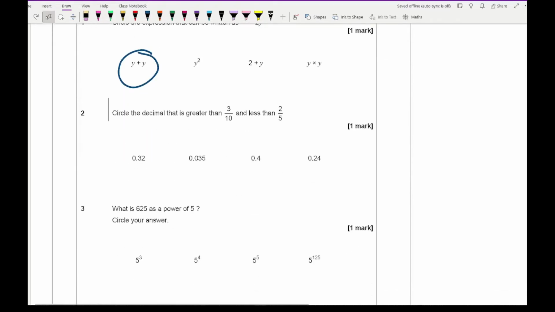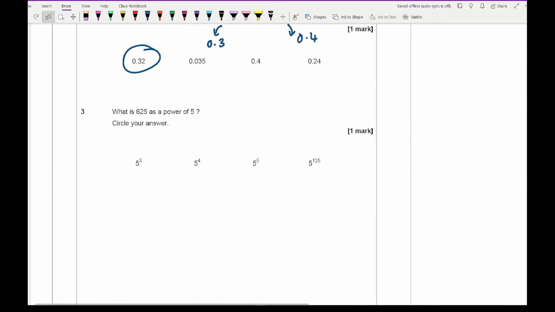Question 2, it says circle the decimal that is greater than 3/10 and less than 2/5. Well, for this question, what makes it easier is if you convert those two fractions into their decimal equivalent, and we get a decimal number that's between 0.3 and 0.4, which again is our first option.